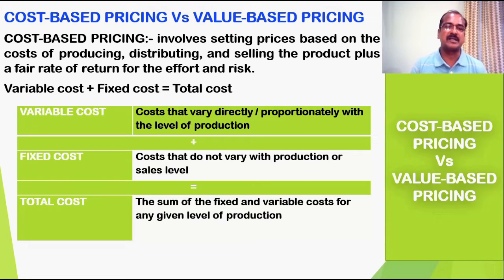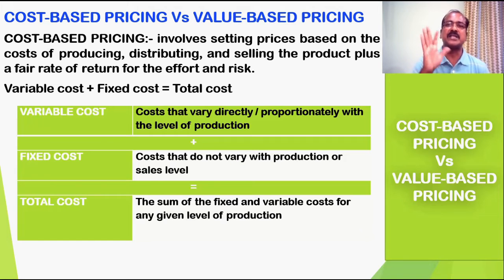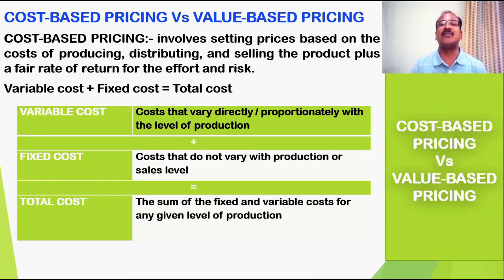What is the meaning of fixed cost? Costs that do not vary with production or sales level. So it is a cost which remains constant for all levels of production. Whether you make 1000 units or 5000 units, or you utilize 50% of production capacity or 70% or 80% up to 100% level of utilization of production capacity, the fixed cost is going to be the same for the business enterprise. So that is why it is rightly said, fixed cost is a cost in total remains constant. So what is total cost here? It refers to the sum of the fixed and variable costs for any given level of production.